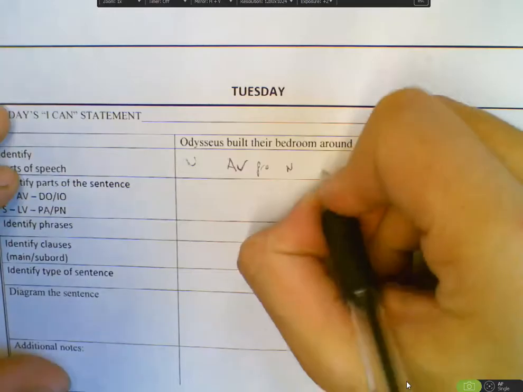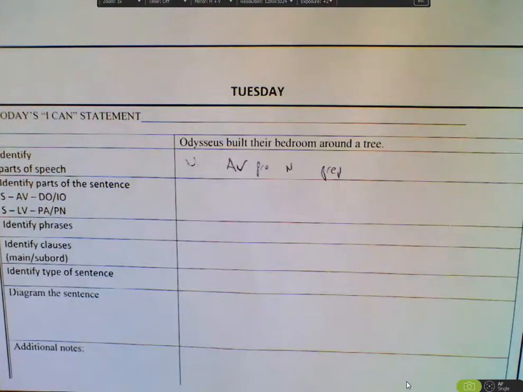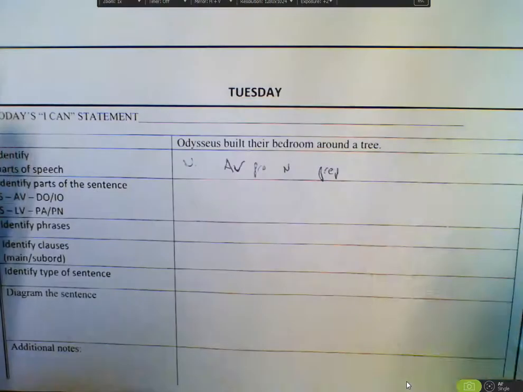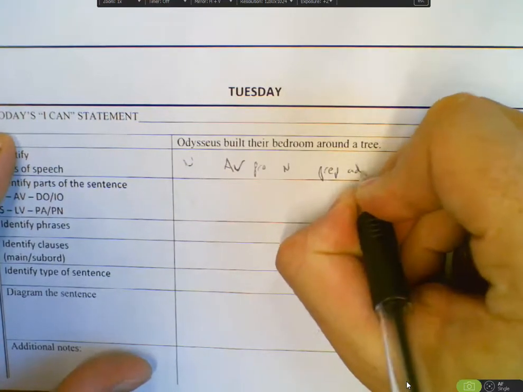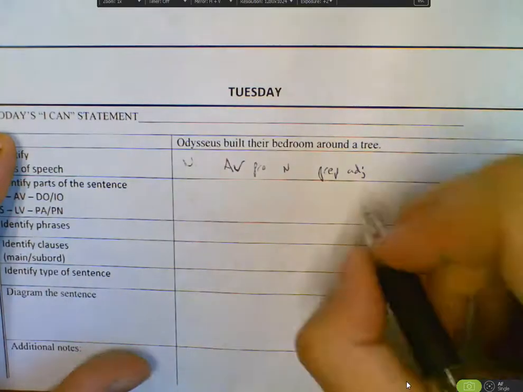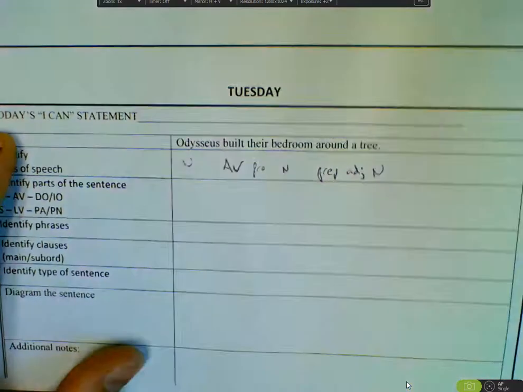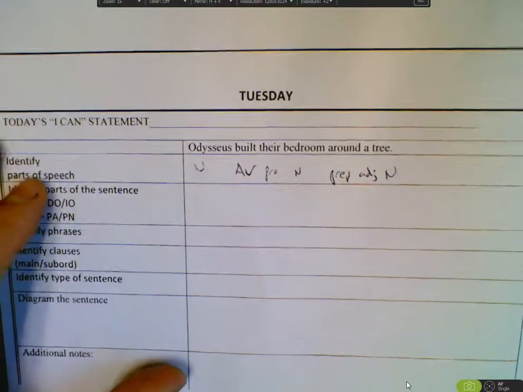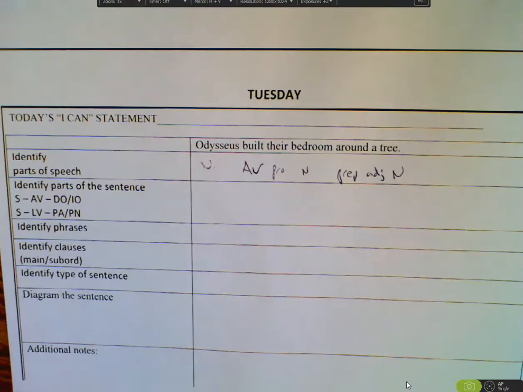Around is a preposition. You guys, by that I mean you students in my classroom, are doing so much better at recognizing prepositions right offhand than you were at the beginning of the year. So thank you for that. Your hard work's paying off. A is an article adjective, and tree, again, is a noun. It is the object of the prepositional phrase. All right, so that's parts of speech.